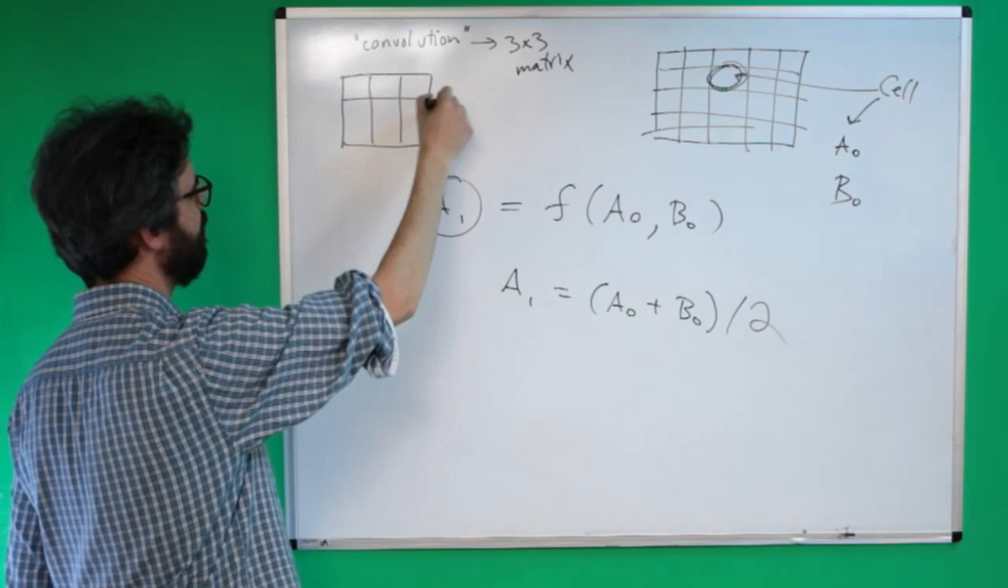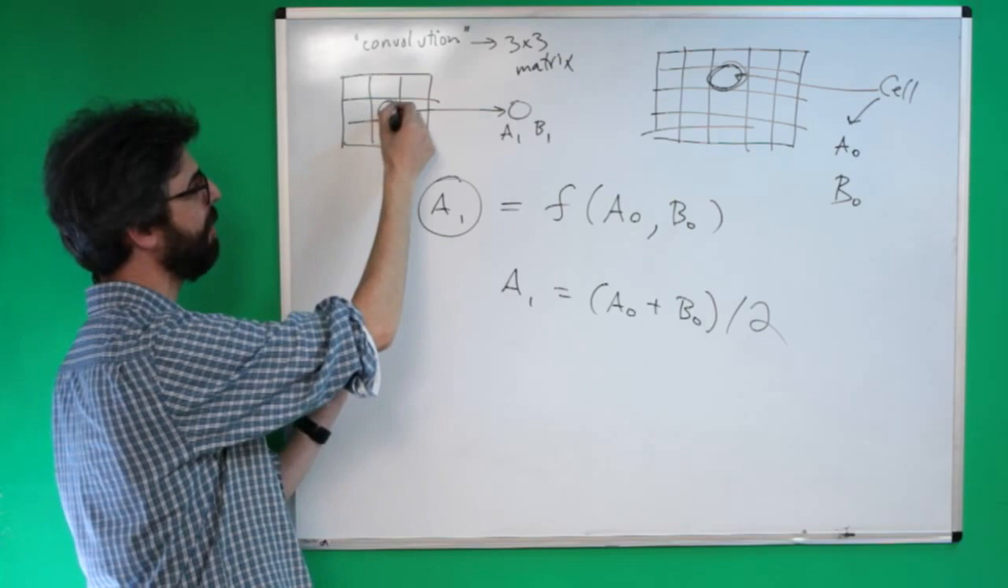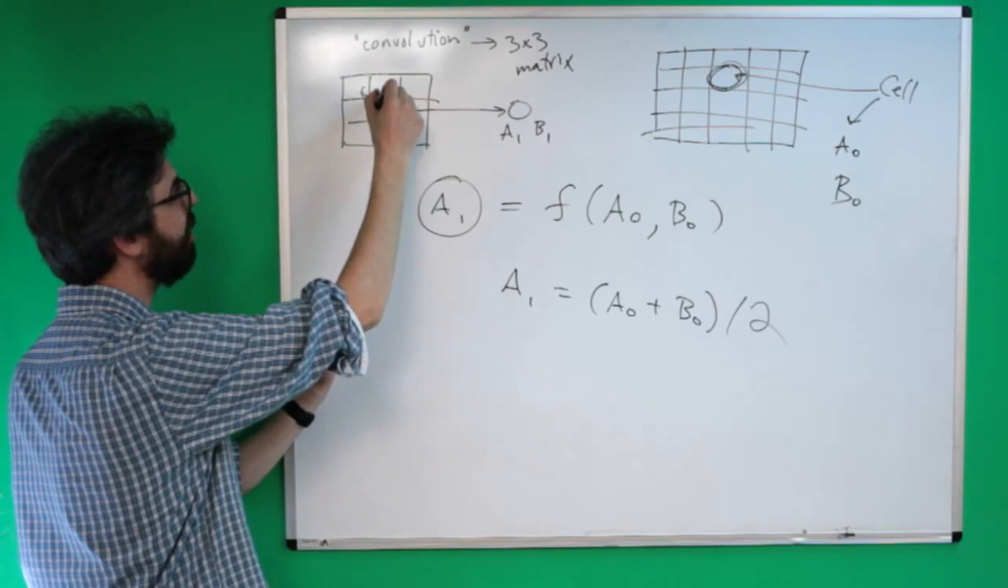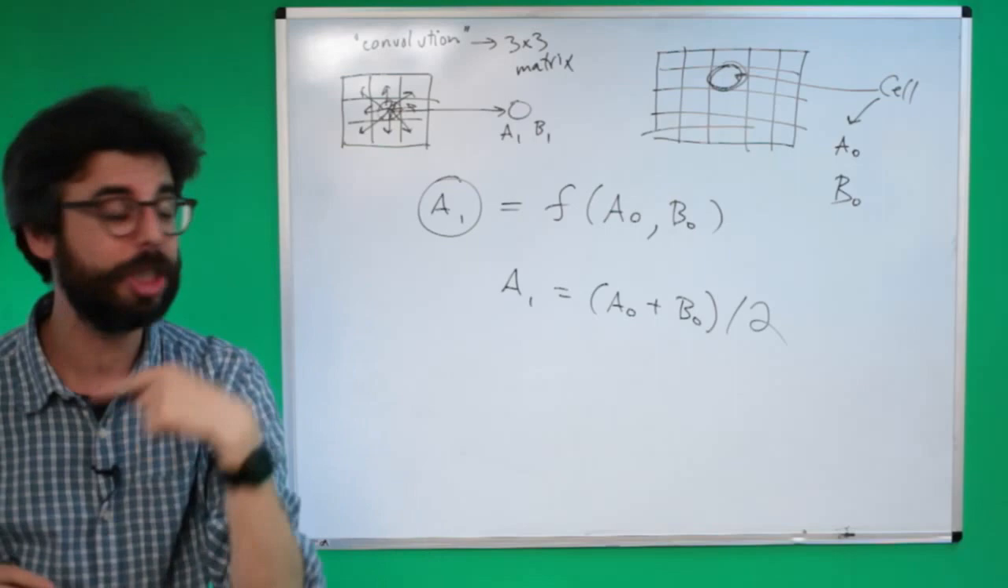What I want to know is what is this cell's new values of A and B based on its previous value of A and B. But not just it. I need to know also based on its neighbors. So these chemicals are reacting and combining in a given cell, also with the chemicals next to it. So a convolution means take every single one of these cells and multiply it by some weight.